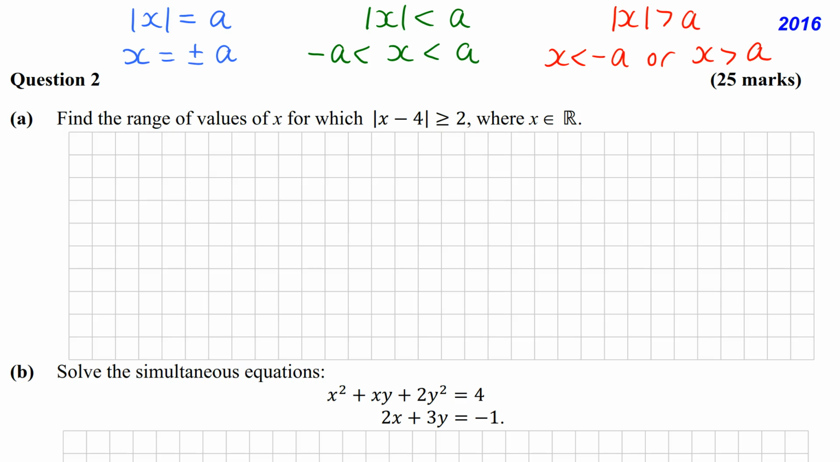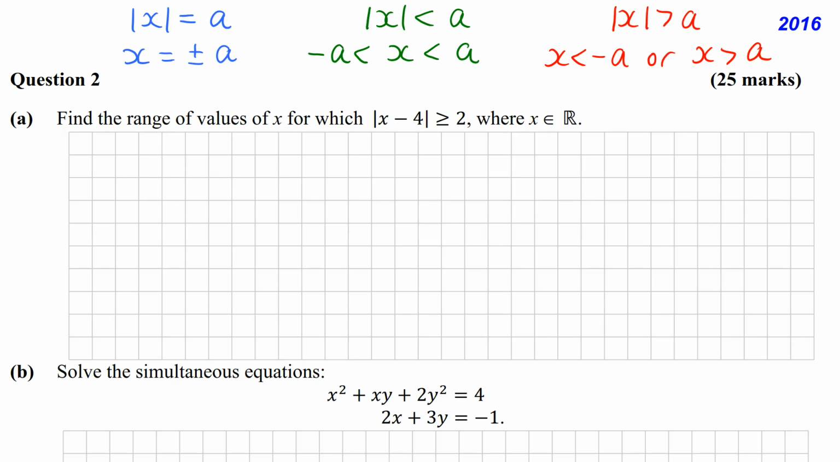So the absolute value of x equal to a means x is equal to plus or minus a. The absolute value of x less than a means x is sandwiched between minus a and a. And the absolute value of x greater than a means that x is less than minus a or greater than plus a. Now you can see here we're doing a greater than, so we need this last example.